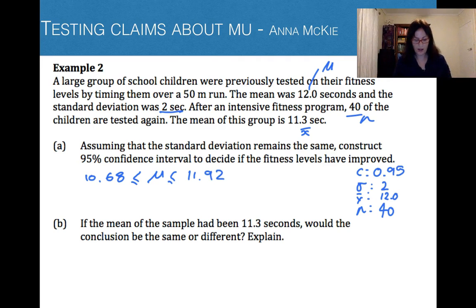And you always use that to compare it to the previous mu of 12. Where is 12 in comparison here? Aha, it's outside of the confidence interval. So you can either say the previous mean is completely above, or the confidence interval lies completely below, and so this implies a change. So the question asks us to decide if the fitness levels have improved.